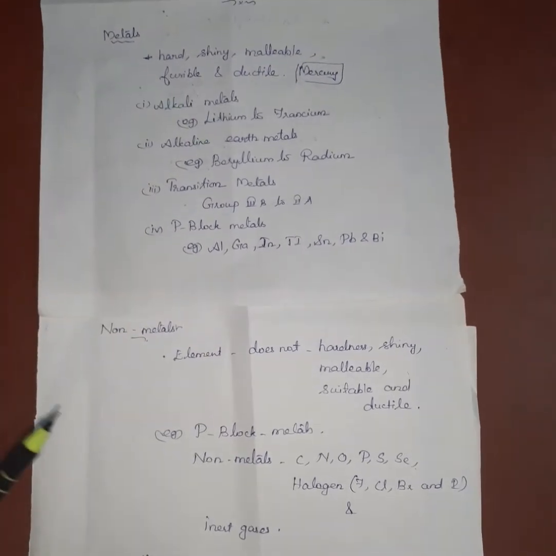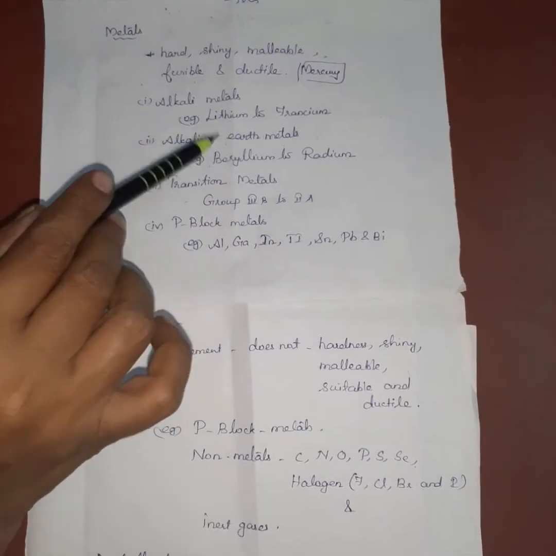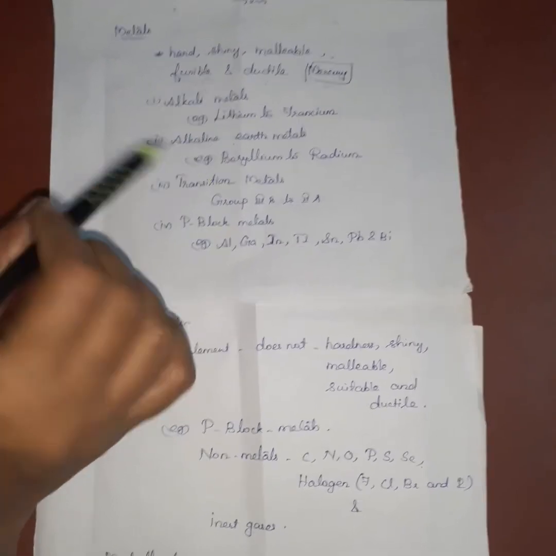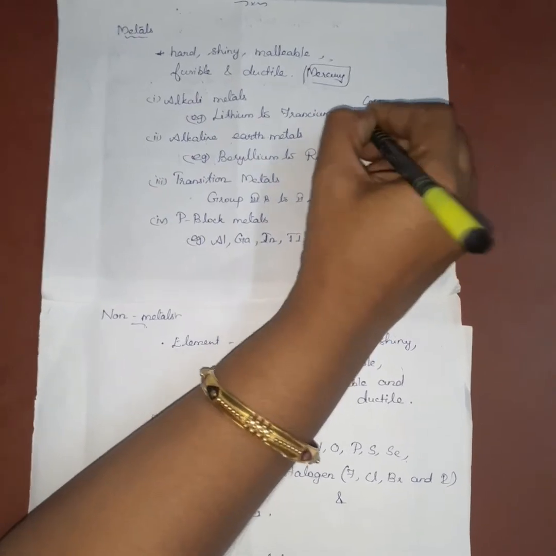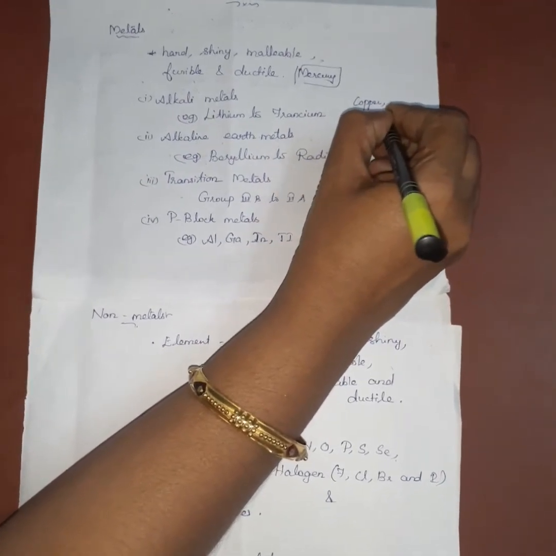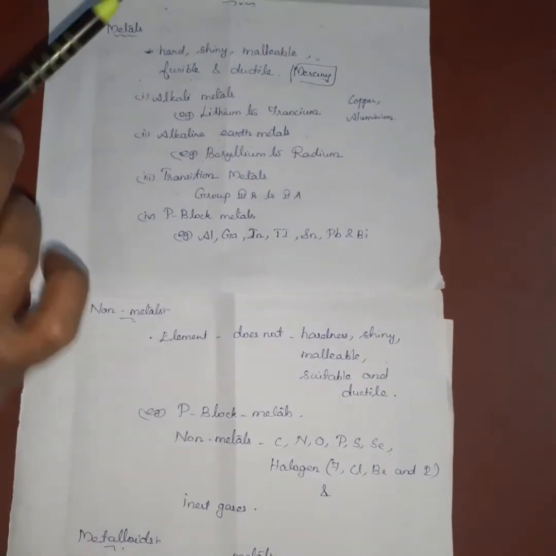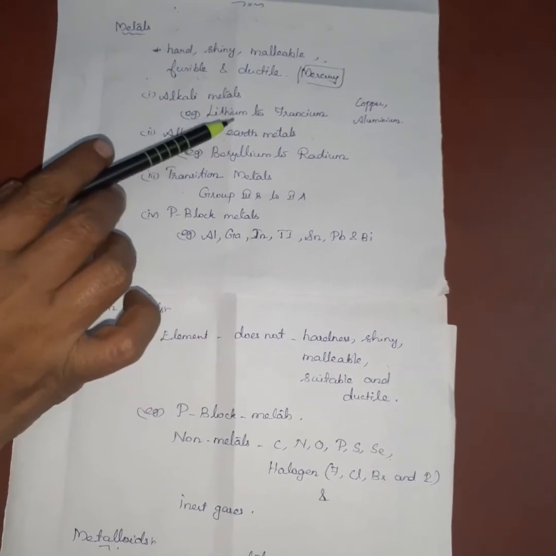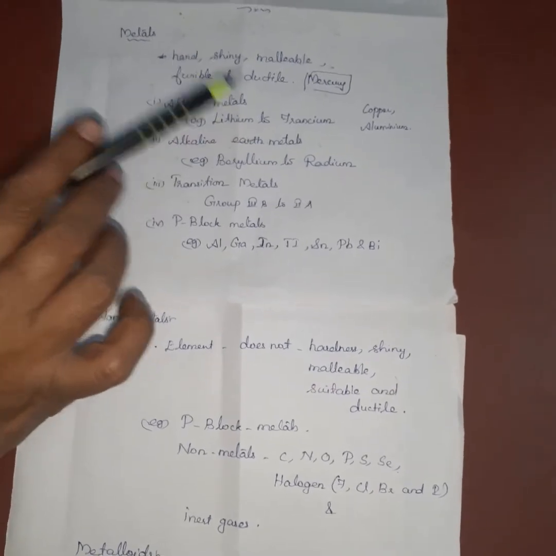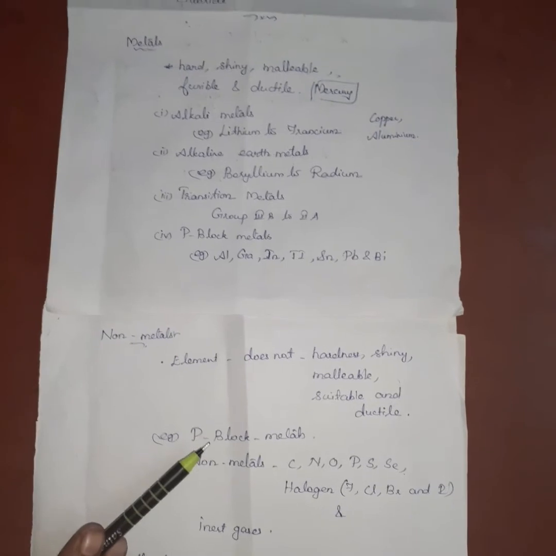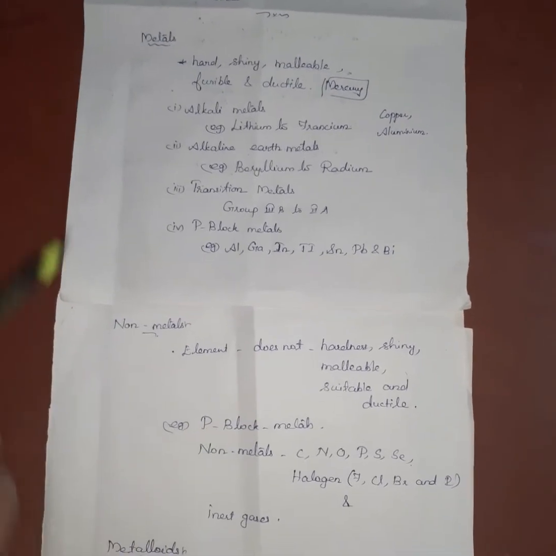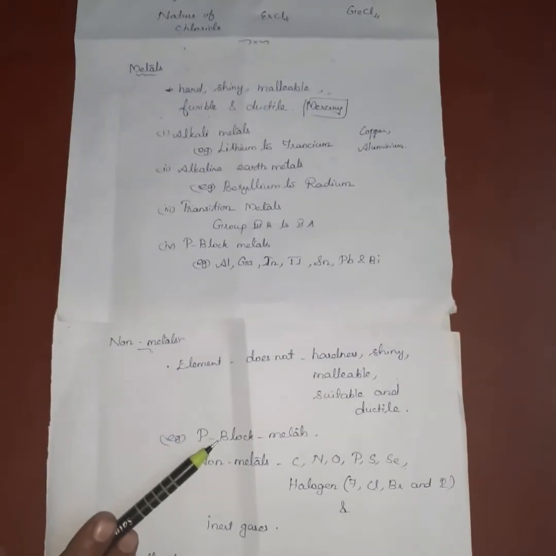Copper and aluminium are good conductors. Silver is the best conductor. All metals make a sound, but non-metals do not. Metals form alloys, but non-metals do not form alloys.